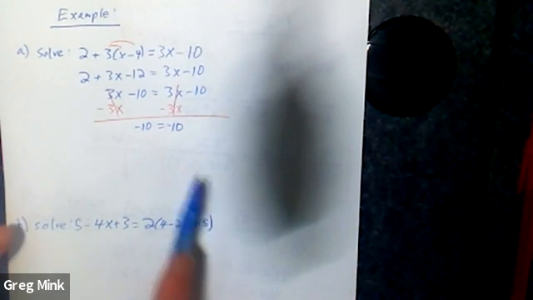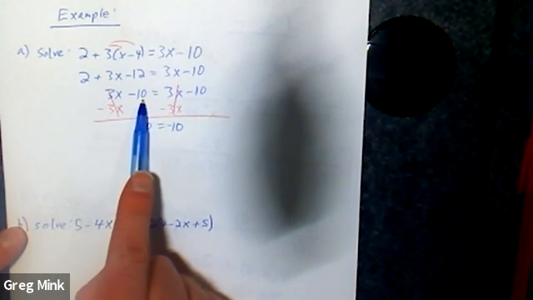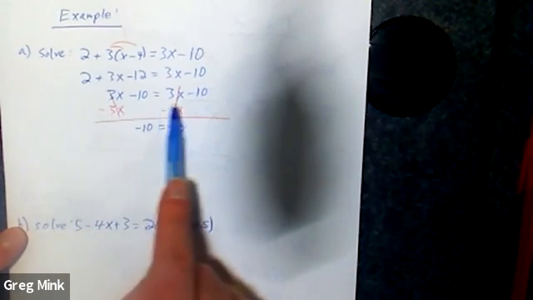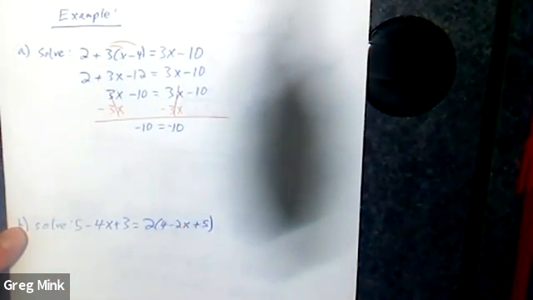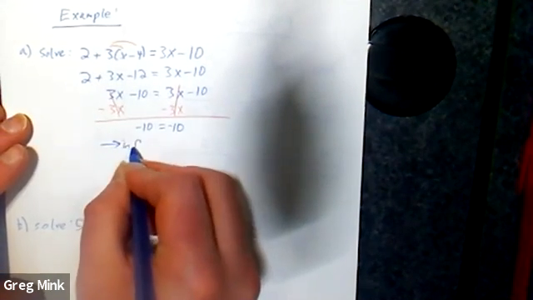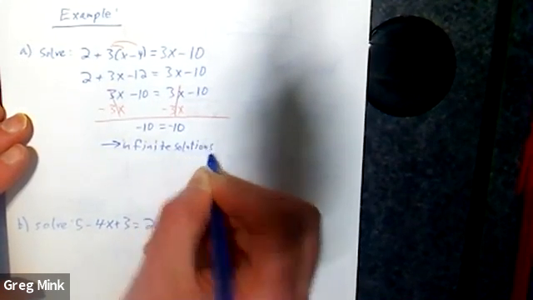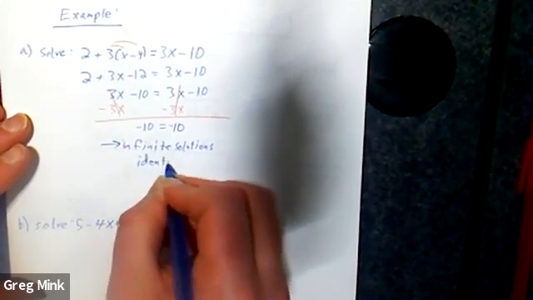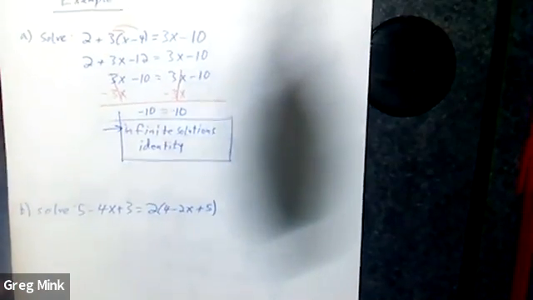When this happens, when you just get a true statement, it turns out you can see each expression on the left-hand side and the right-hand side, they're actually the same expression. They're just written differently. So it doesn't matter what you put in for x. So usually I call this infinite solutions, okay? Which you can also call an identity. Those are the 2 ways you can refer to this situation. Okay, so that's kind of an interesting one.